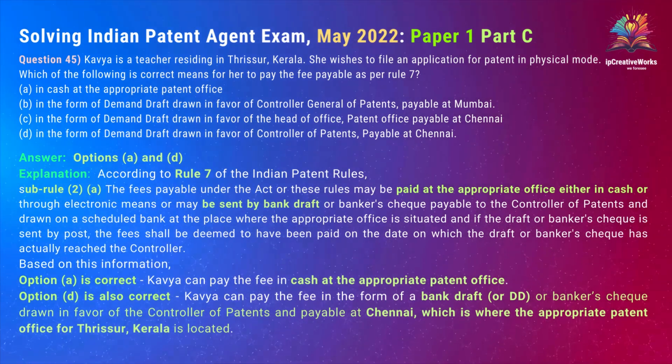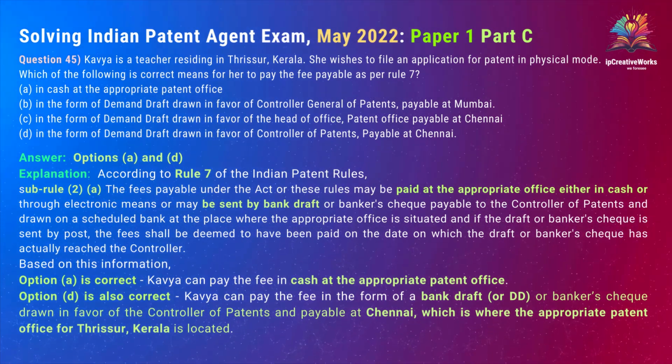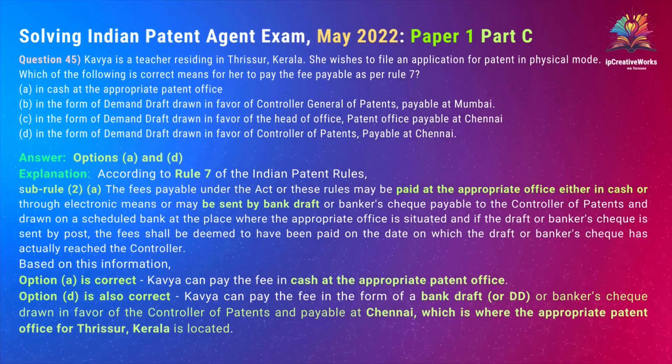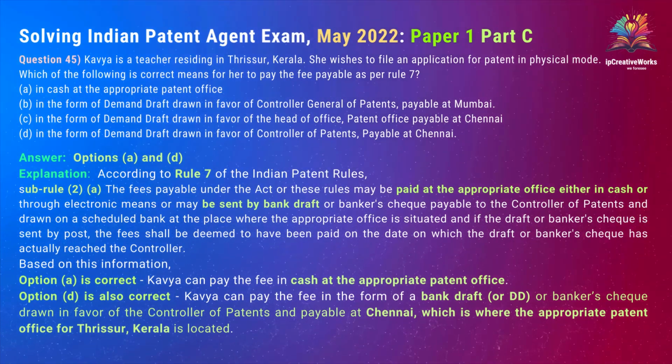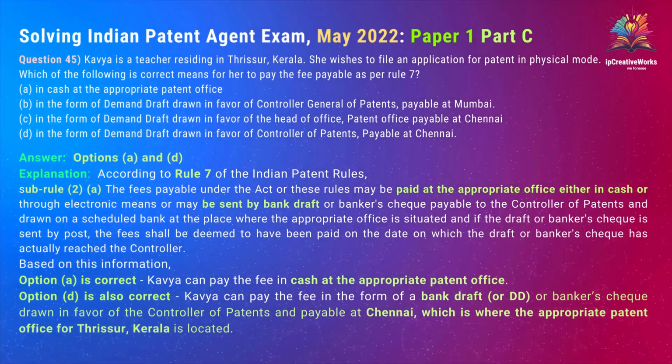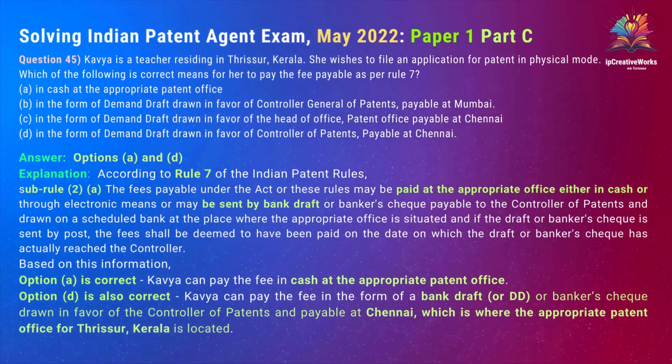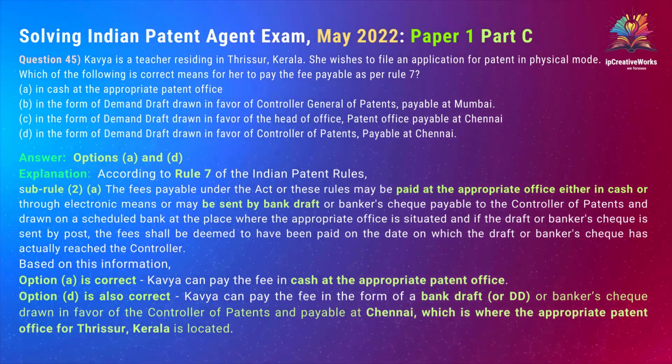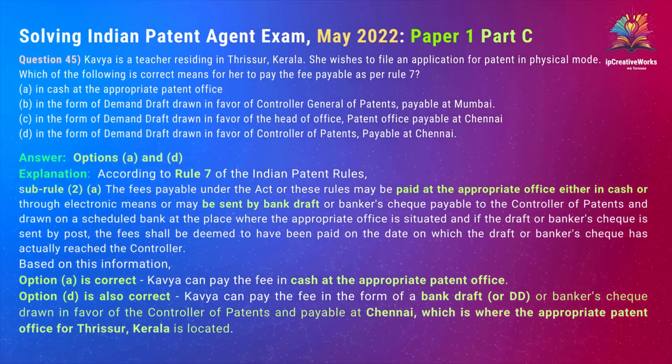The correct options to question 45 are options A and D. Explanation. According to Rule 7 of the Indian Patent Rules, Sub-Rule 2, the fees payable under the Act or these rules may be paid at the appropriate office either in cash or through electronic means, or may be sent by bank draft or banker's check payable to the Controller of Patents and drawn on a scheduled bank at the place where the appropriate office is situated, and if the draft or banker's check is sent by post, the fees shall be deemed to have been paid on the date on which the draft or banker's check has actually reached the controller.